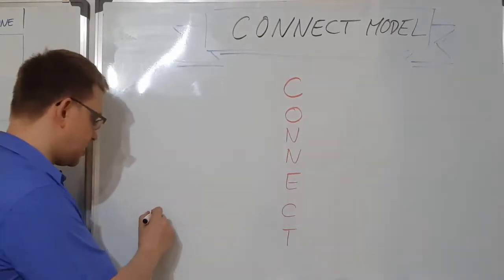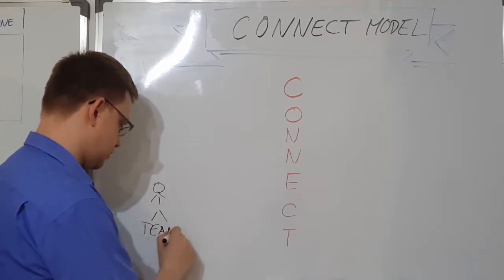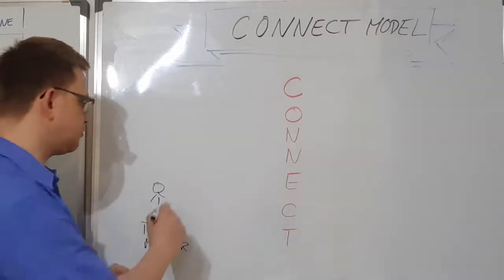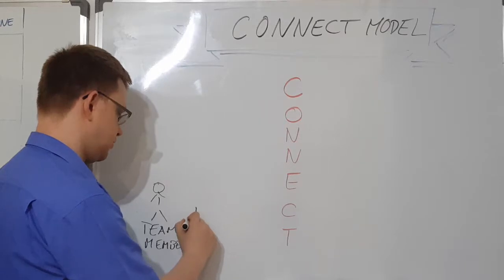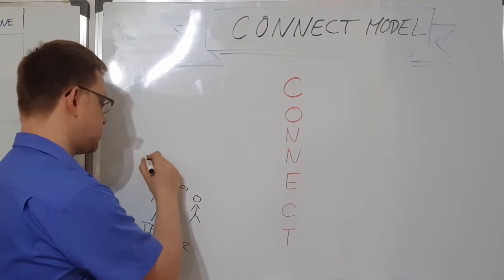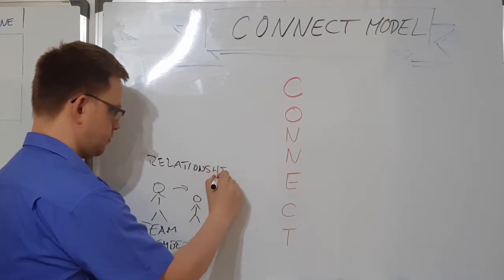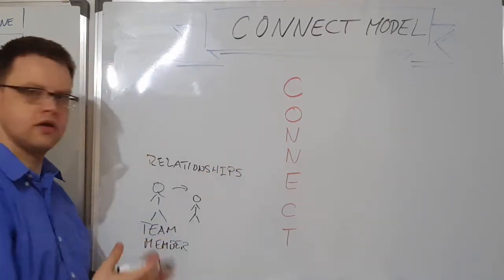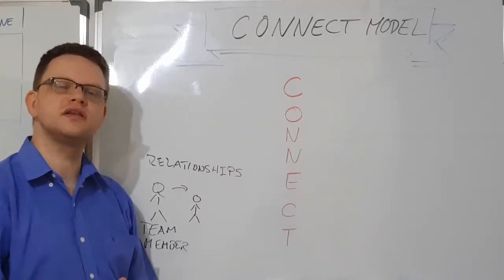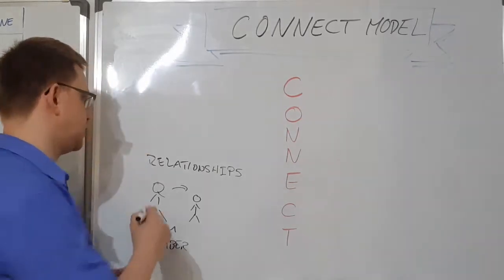Let's start with, what do you have? At the core, you have a team member. This team member has relationships with the people around them within the team. So you would have relationships in order to solve problems, both within the team, among the team members, and of course also towards the goals of the team.